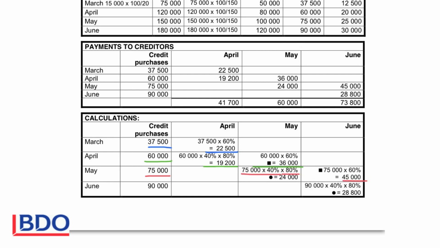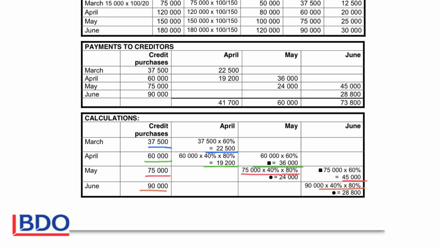In June, we buy for 90,000 on credit. So that means that we will have to work out how much we will pay in June. Because we paid in the month of purchases, we will pay 40% to obtain 20% discount. So we will only pay 80% of the amount.